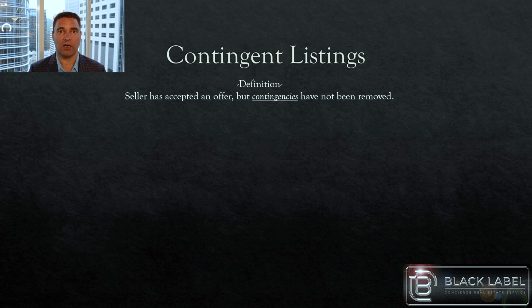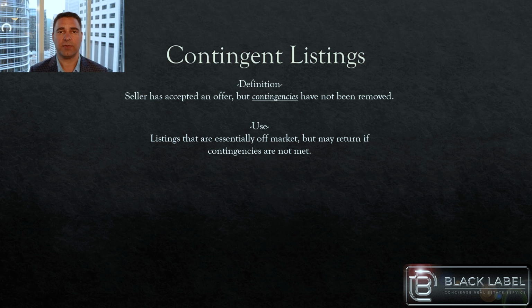Contingent listings are ones that were active, but then a seller has accepted an offer. But sometimes it's still contingent because maybe the person who bought the house still needs to sell their house, or maybe they want to do some inspections and they're not fully committed to buying the house. So that's why they still have contingencies.